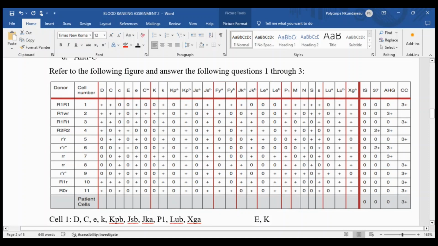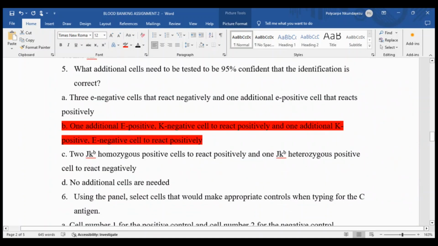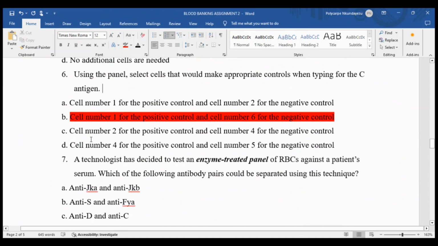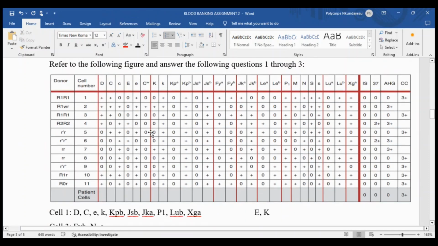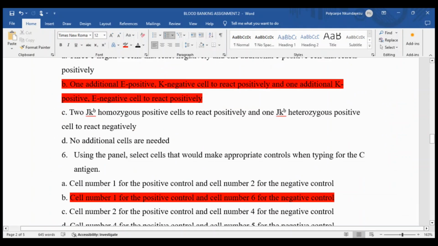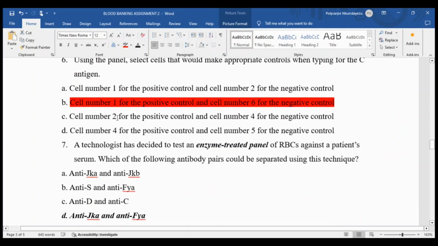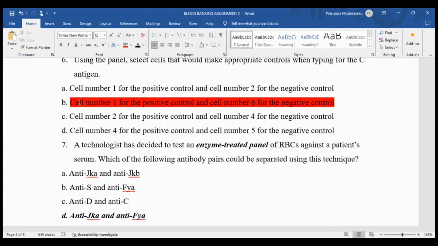It may not react. The last one is cell number 4 for positive and cell number 5 for negative. Cell number 4 for positive. No, it is already out, because cell number 4 doesn't exhibit capital C antigen. So that's how we can choose. We are going to choose option B in question 6. Okay, so here we are done with it.